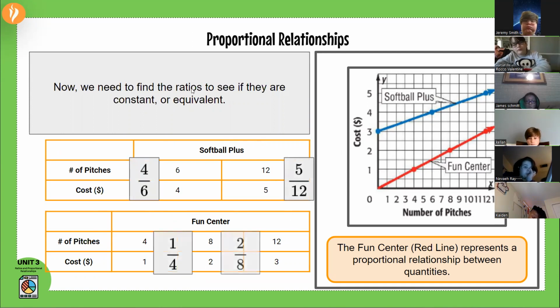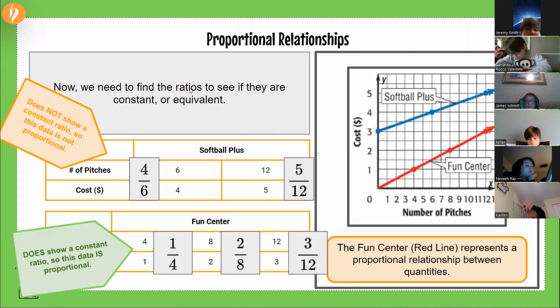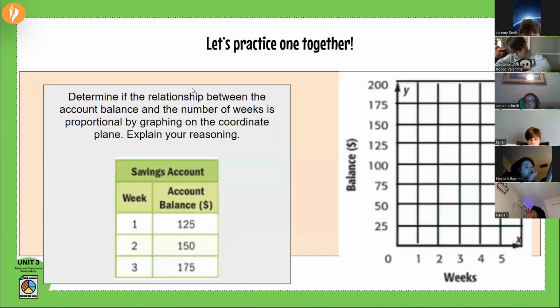They're showing the same thing we just did and the same conclusion. Softball Plus does not have a constant ratio. However, Fun Center does. Okay, here we go, everybody. We're going to turn this table into a graph, and then we're going to decide, is this an example of a proportional relationship?